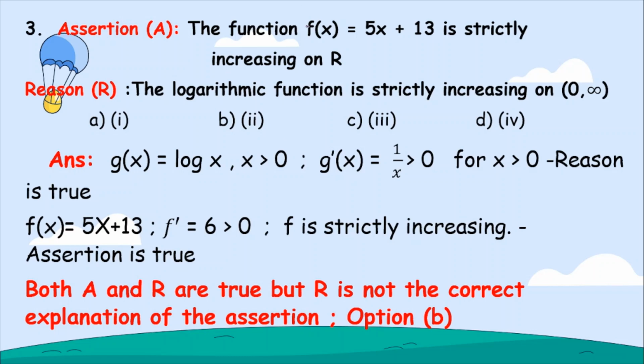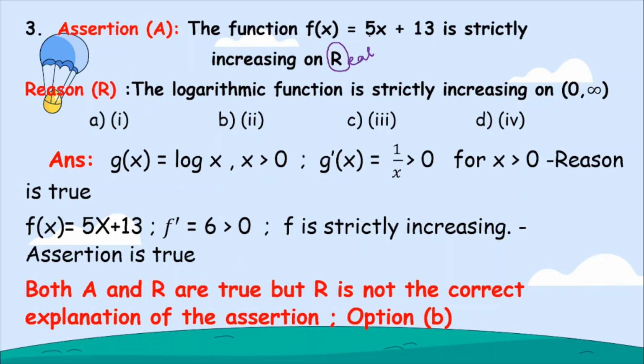Question 3. Assertion. The function f of x equal to 5x plus 13 is strictly increasing on R. It is telling about the increasing function on the set of real numbers. R is the real number set. Next, reason: the logarithmic function is strictly increasing on 0 to infinity. In the positive number part, it is strictly increasing.